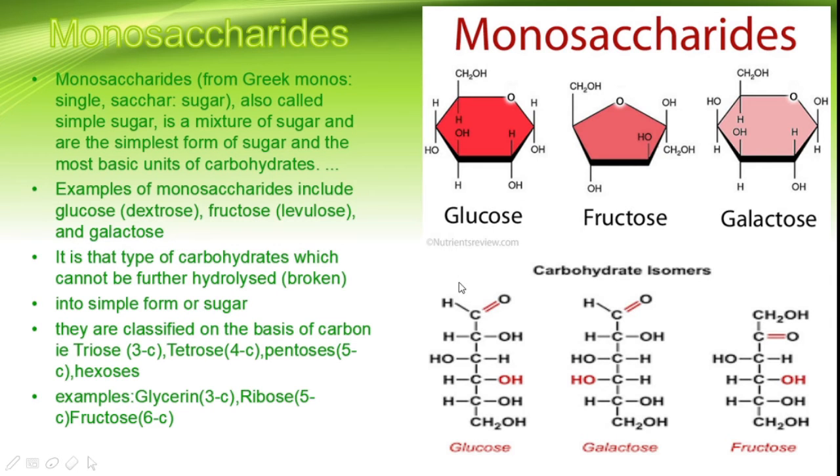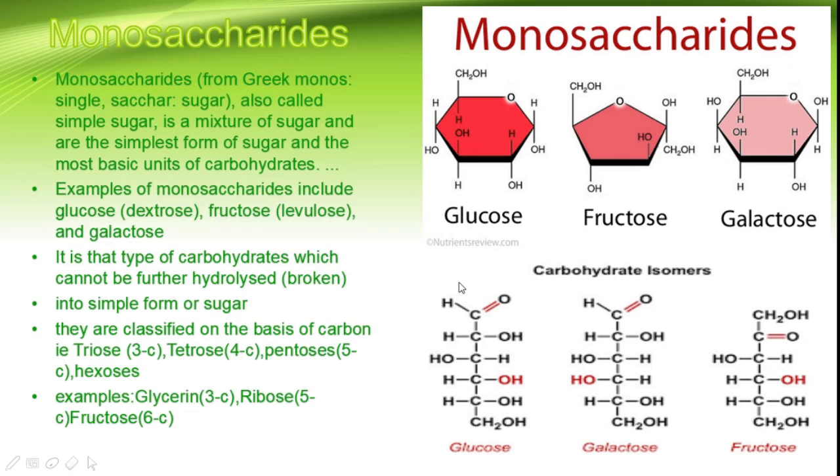The monosaccharides, from the Greek word mono meaning singular and saccharide meaning sugar, are also called simple sugars, the simplest form of sugar and the most basic units of carbohydrates. Examples of monosaccharides include glucose, which is dextrose, and fructose. You know the basic difference between dextrose and levulose: they are dextrorotatory and levorotatory. Although glucose and fructose both contain six carbons, one is dextro and the other levorotatory. Galactose is also an example of a monosaccharide.